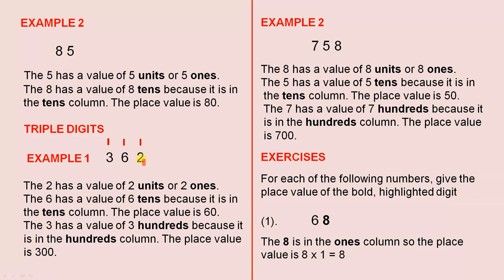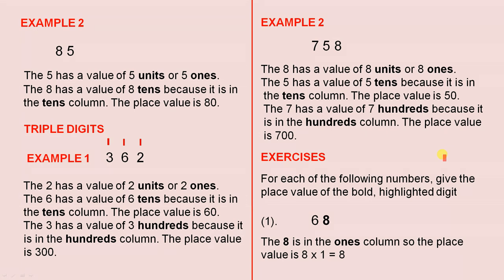So here we've got 2. That 6 is really 60. And that 3 is really 300. And that's why it's 362. Example 2, 758. The 8 has a value of 8 units or 8 ones. The 5 has a value of 5 tens because it is in the tens column, so the place value is 50. The 7 has a value of 7 hundreds because it is in the hundreds column, so the place value is 700.